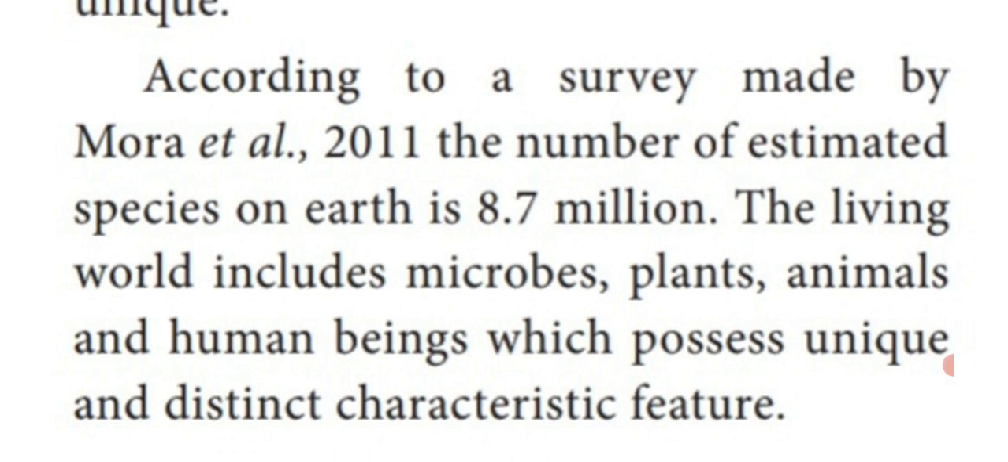Dear students, according to the scientist Mora and his colleagues, that is friends, a survey was made in the year 2011. All over the world, 8.7 million species are located on the earth. So these 8.7 million living things include microbes. That means very small organisms which we can see under the microscope. We are unable to see them with our naked eye.